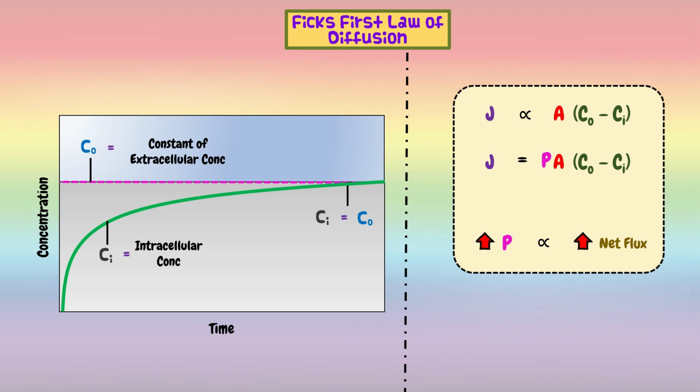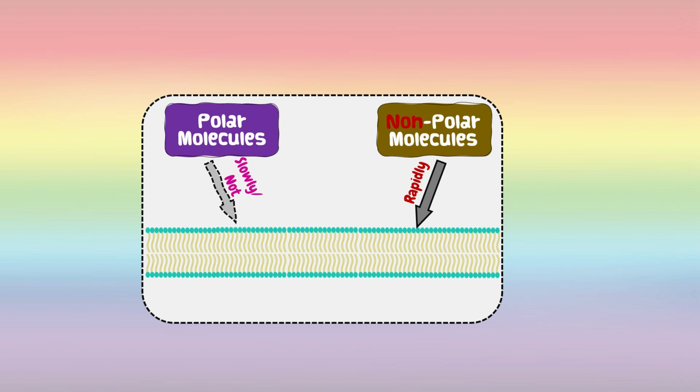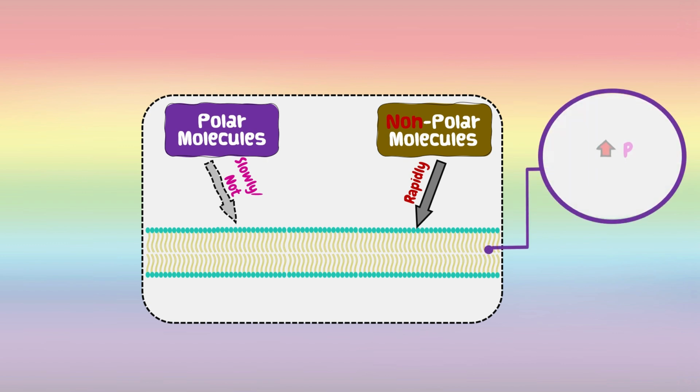So, let's understand diffusion through the lipid bilayer. When the permeability coefficients of different organic molecules are examined in relation to their molecular structures, a correlation emerges: most polar molecules diffuse into cells very slowly or not at all. Non-polar molecules diffuse much more rapidly across plasma membranes. That is, they have large permeability coefficients. But why do non-polar molecules have large permeability coefficients? Let's discuss this in detail.